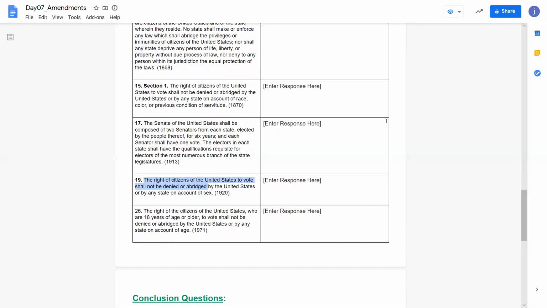And the background behind this was to give women the right to vote. Prior to the 19th Amendment, only men were allowed to vote. Women were not allowed to vote. So this changed things for women here.